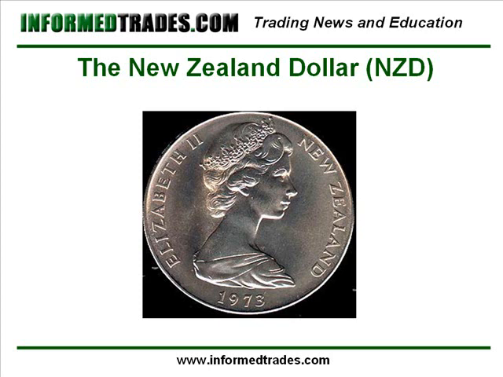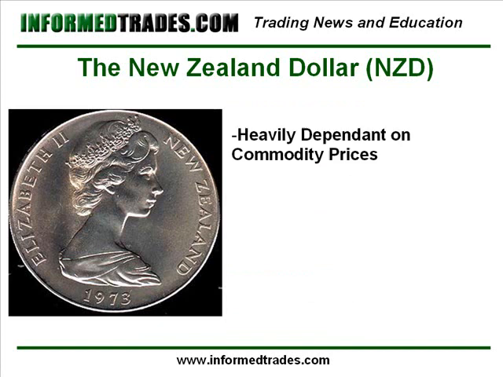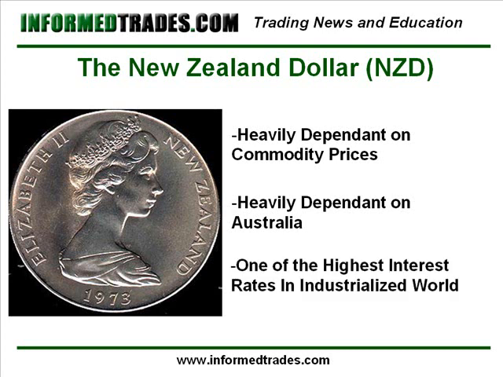Like the Australian dollar, the New Zealand dollar, which is also known as the Kiwi, is heavily dependent on commodity prices, with commodities representing over 40% of the country's total exports. The economy is also heavily dependent on Australia, who is its largest trading partner. Like Australia as well, as of this lesson, New Zealand also has one of the highest interest rates in the industrialized world, creating a significant demand from speculators in this case as well.